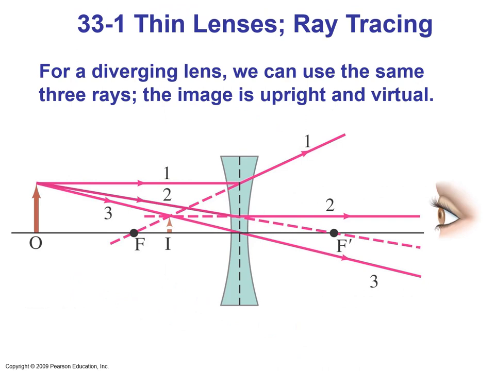For a diverging lens, we can use the same 3 rays. The image is upright and virtual. Again, we have an object here and a diverging lens. One ray is parallel to the optical axis and will diverge, but we can backtrace it, and it passes through the focal point. Ray number 2 can be backtraced into the focal point, and ray number 3 passes through the center. The image will be formed here by the backtraced rays, and this is called a virtual image.